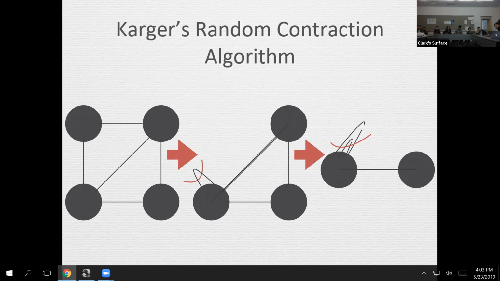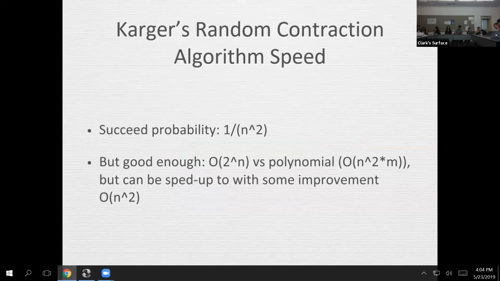So how can I know which is the lowest one? The answer is actually a correct cut, but it may not be the minimum. You still don't know which one is the minimum, right? You have to try at most n squared times. But originally, you have to try 2 to the power of n.